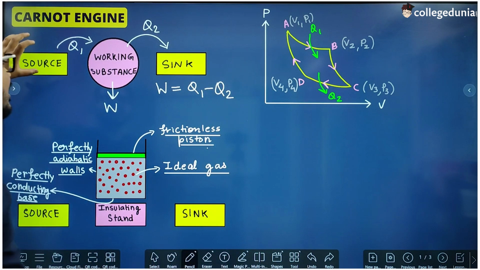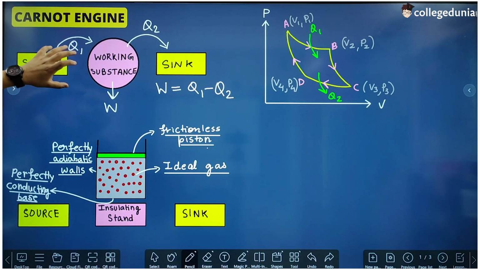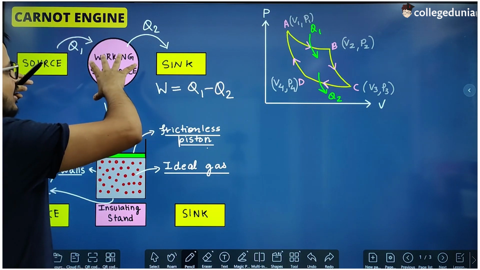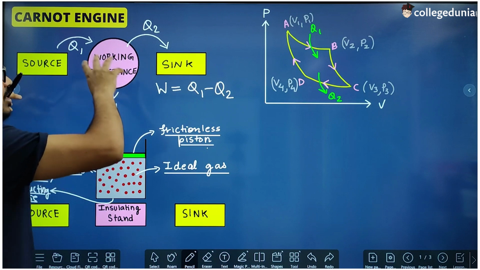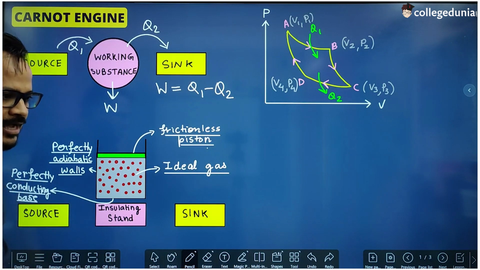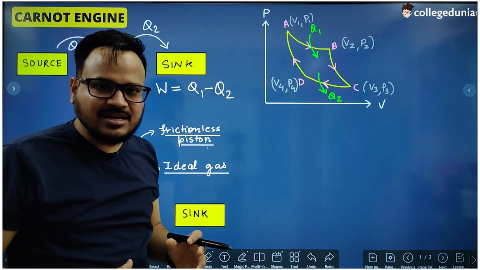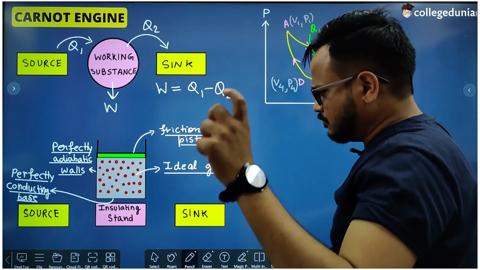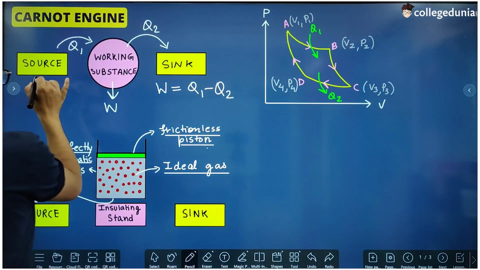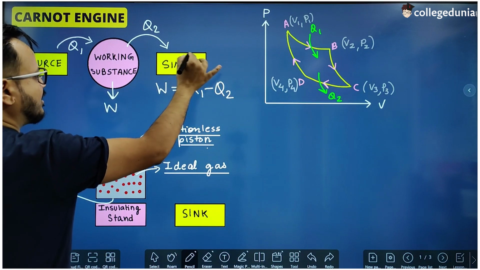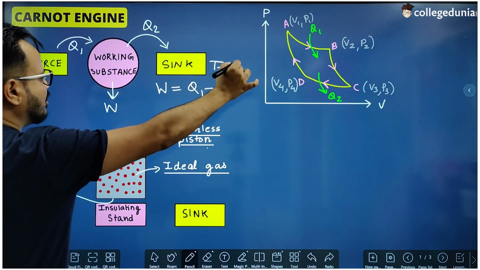So this Q1 heat is extracted from the source, and using this heat some work is done, and the extra heat which is not used in doing this work is rejected into something which is called the sink. For example, in case of an engine, this sink is the surroundings, right? So this source is maintained at a temperature T1 and this sink is maintained at a temperature, suppose, T2.